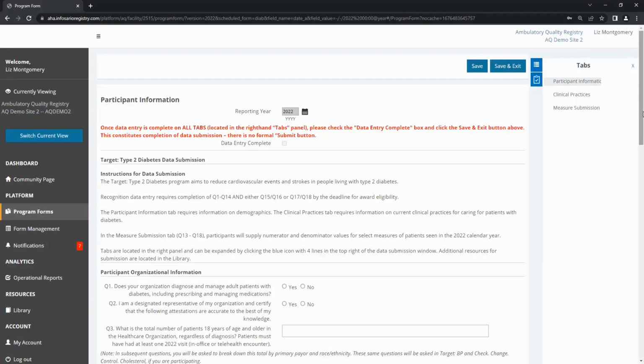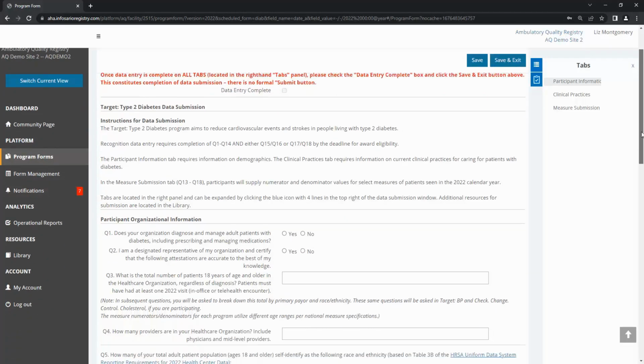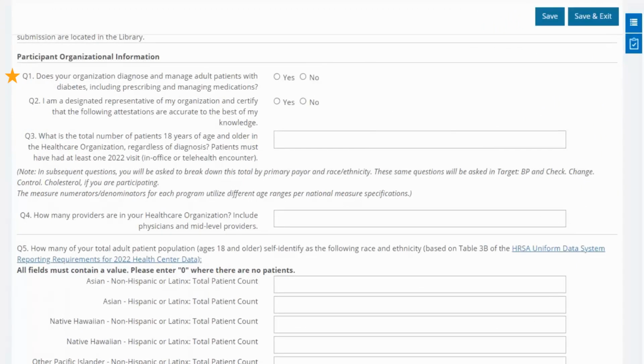I've navigated back to the Participant Information tab to get started. The first question asks if your organization diagnoses and manages patients with diabetes, up to and including prescribing medications. A yes response is required to be eligible for a 2023 award. The second question requires you to certify that the attestations entered in the form are accurate to the best of your knowledge. A yes response is also required here to be eligible for a 2023 award.